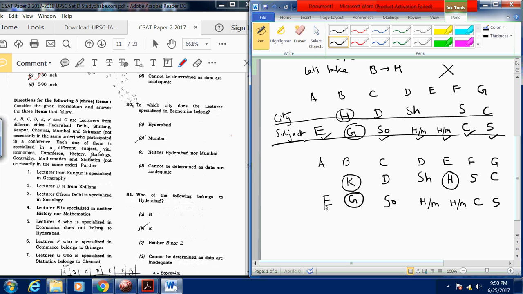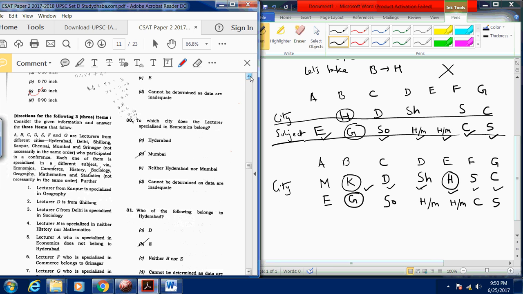So now you are left with the city. This is your city. You have Kanpur filled up, you have Delhi, you have Shillong, you have Hyderabad, you have Srinagar, and you have Chennai. So the remaining is Mumbai. Mumbai must go naturally here. So now let's see the questions.